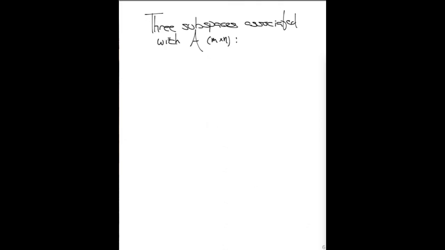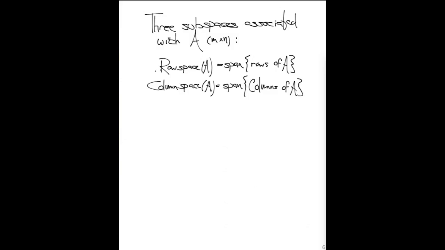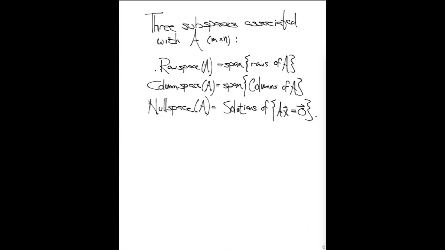Now, in preparation for the next significant theorem in this section, let's summarize three subspaces that we've seen that are associated with any m by n matrix A. There are three important subspaces we have now to keep track of. First, there's the row space. This is the subspace formed by the span of the rows of A. Then there's the column space. This is the vector space formed by the span of the columns of A. And finally, one we haven't seen for a few minutes, there's the null space of A. This is the vector space of solutions of the homogeneous system.